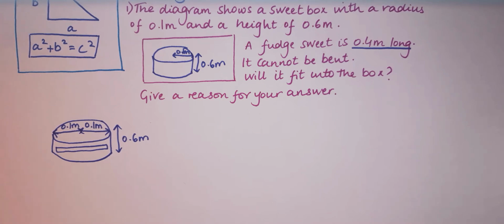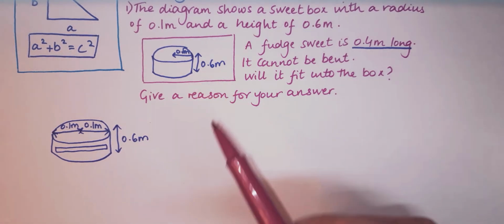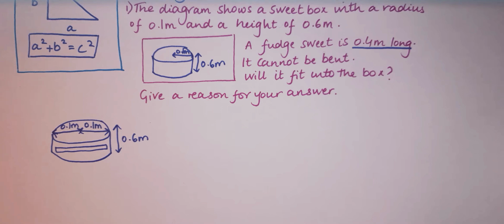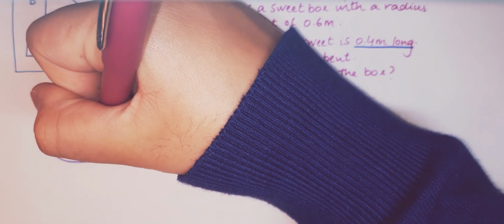Usually when they give you questions like this, they could make this into a swimming pool. They could give you lots and lots of different scenarios with the same shape. In general, what we need to do is think about how we can fit this sweet in diagonally. So this way.